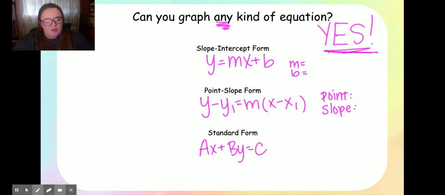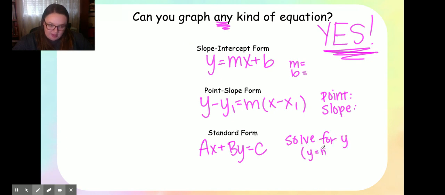My hope is that you can answer that with a yes, right? We have a process there. You have to solve for y to get y equals mx plus b. And then once you solve for y, it's so easy from that. All you need to know is your m and your b. You begin with the b, you move with your m, and that's how we graph it, right?